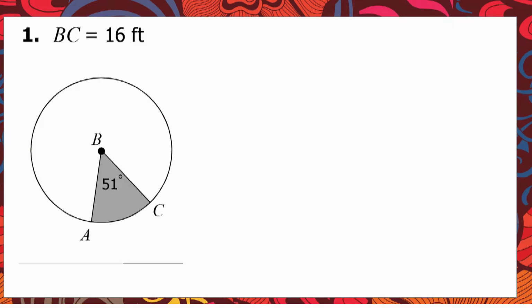So let's go ahead and look at number 1. We're going to start by copying down the formula. So A equals x pi r squared divided by 360. We have to know what x is, and we have to know what r is. Again, pi is just a number, not something you have to solve for. It tells us that BC, from B to C, is 16 feet, so I'm going to mark that down.